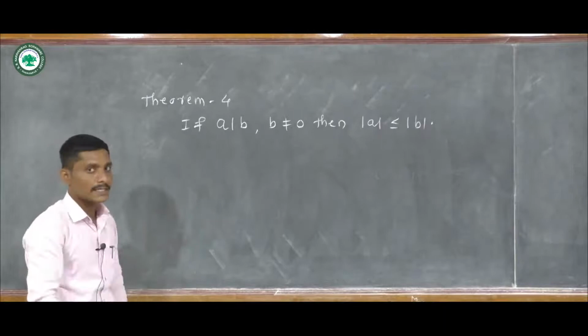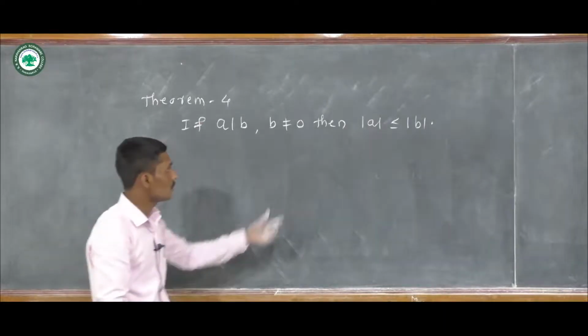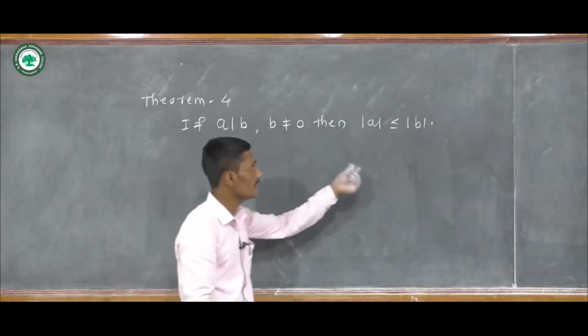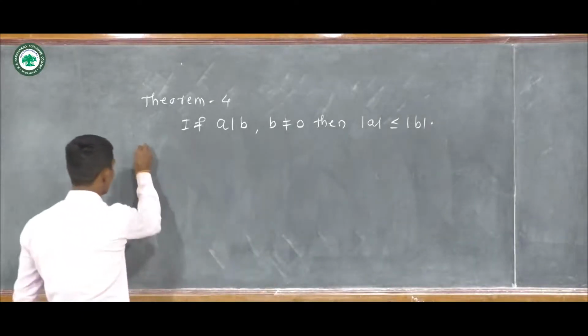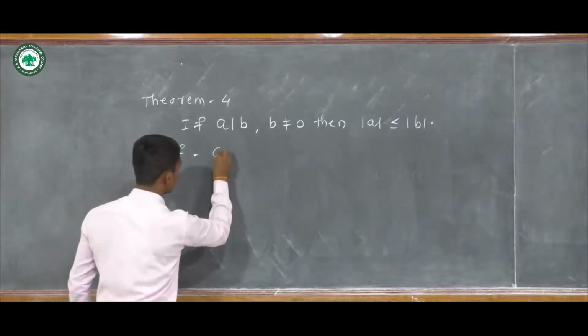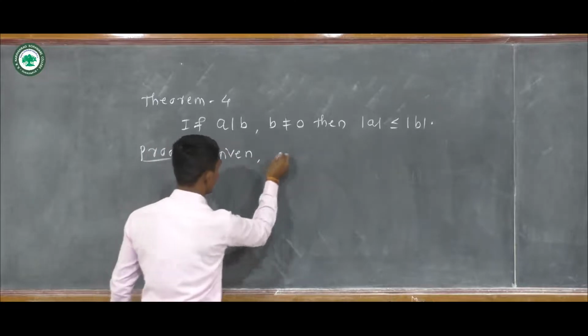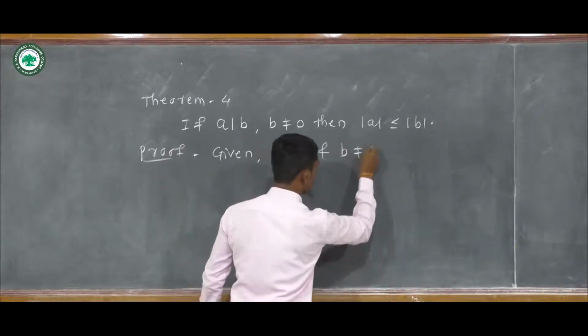Here we see the next theorem, theorem 4. If a divides b and b is not equal to 0, then the absolute value of a is less than or equal to the absolute value of b. Now see the proof. Given a divides b and b is not equal to 0.